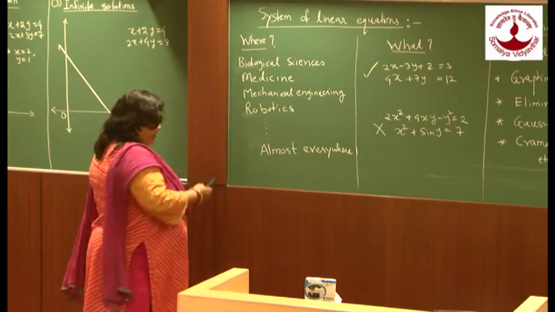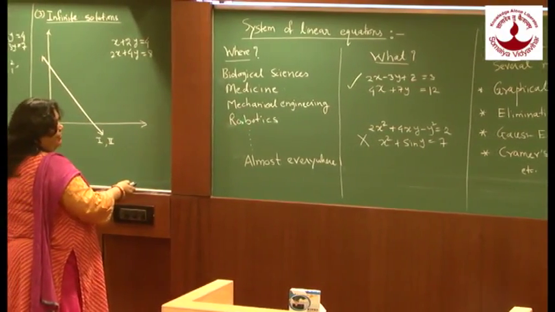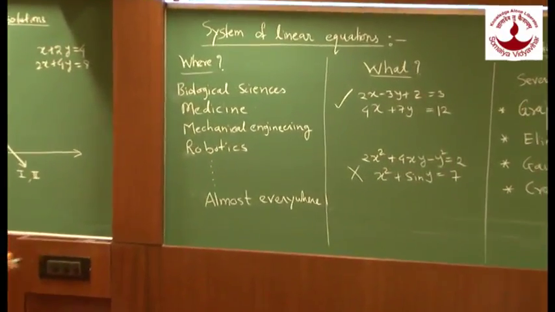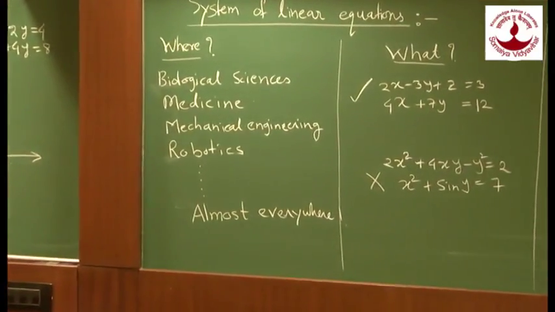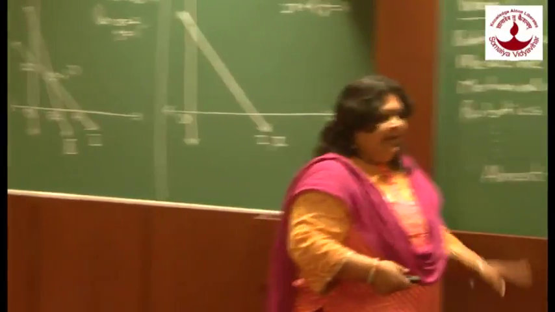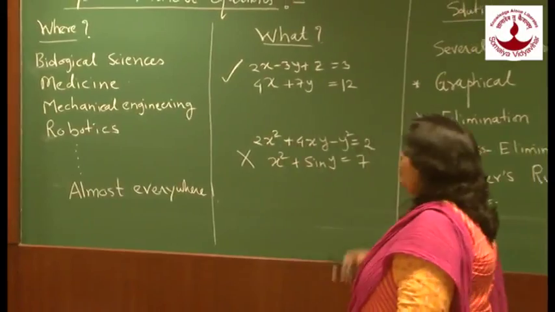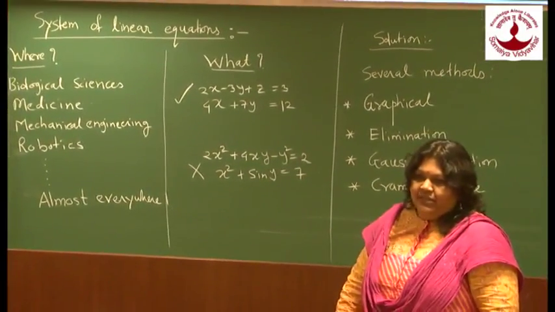Fine. Exactly similarly, we have robotics as another branch where it can be used. And like this, the list is endless. Almost everywhere, I will say, system of equations are useful. Fine. So now, after seeing where it is used, let us come to what is a system of equations.